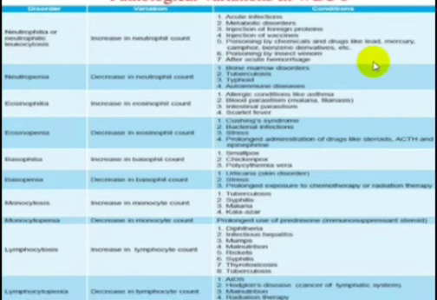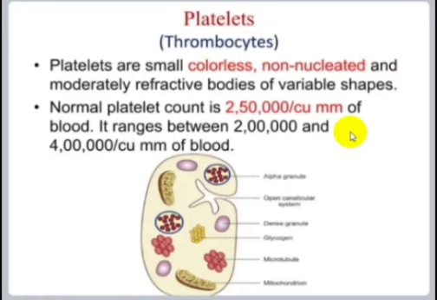Good. Our next topic for today is the physiology of thrombocytes. Physiology of thrombocytes. Another word for thrombocytes is the platelets.